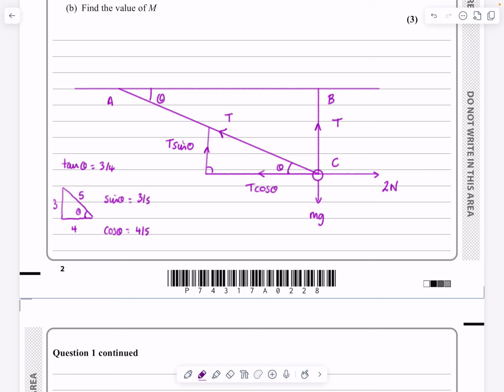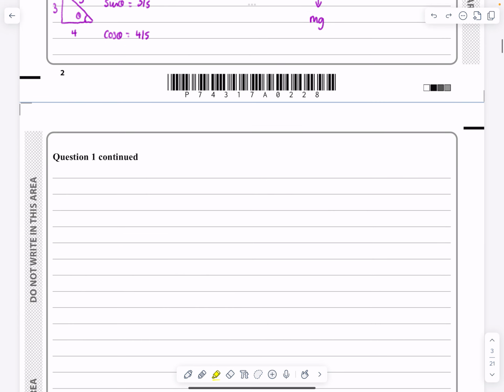So once I've got that, this is a pretty classic question now. I'm going to resolve horizontally, and I'm going to get that force there, the 2 and the T cos theta, they're going to be equal to each other. And then after that, I'm going to resolve vertically, and I'll get that those 3 forces all equate to 0 as well. Let's do that properly though, formally. So explain to the examiner what I'm doing.